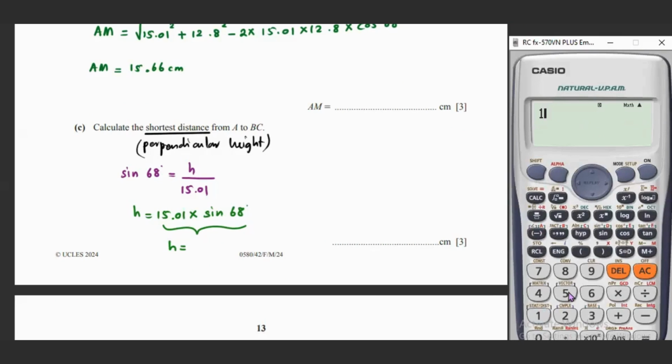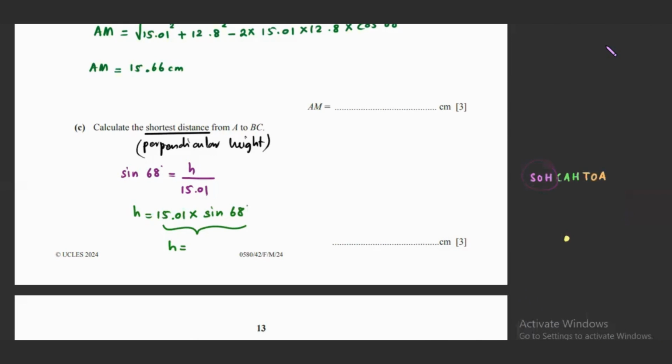So let's do it then. So we have 15.01. I need to times it with sine 68. So when I do that, I get 13.917, which means correct to 2 decimal places, it's going to be 13.92. So 13.92 centimeters is the value of H.